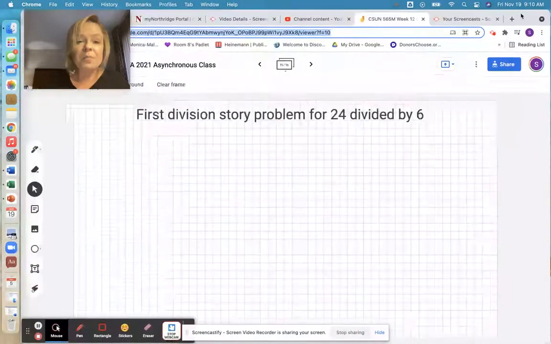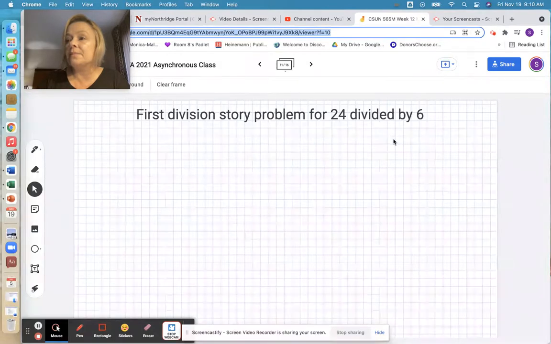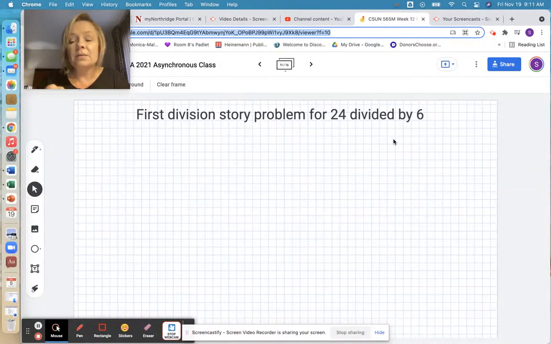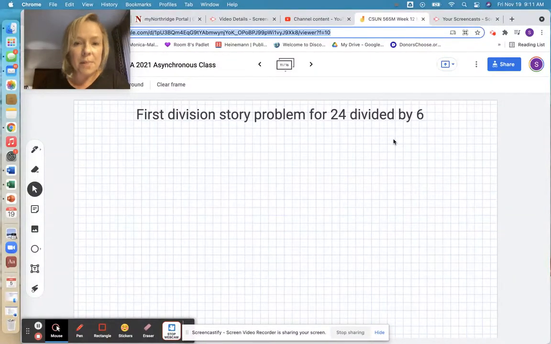So what you're going to do is look at your first division story problem, and see what you wrote here, and then decide, does this match the partitive division where there were 24 cookies and 6 friends wanted to share them. How many cookies did each friend get? That is a partitive division story where you would have 4 in each group. If you wrote there are 24 cookies and we can fit 6 cookies in every box, how many boxes do we need? That would be a measurement division problem.